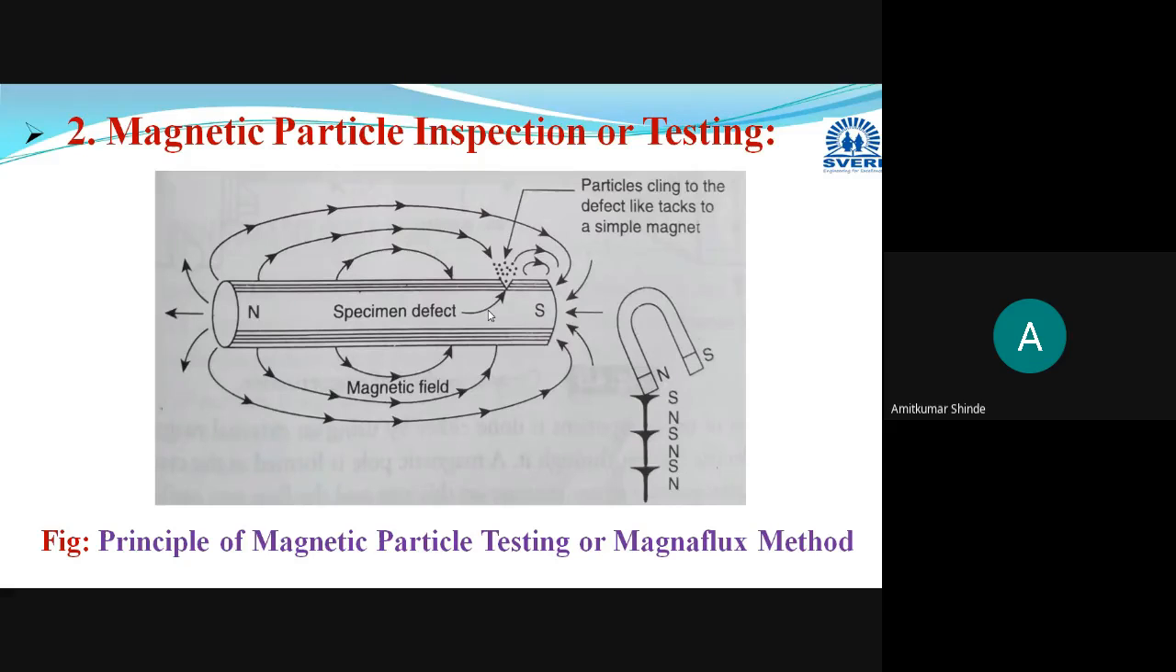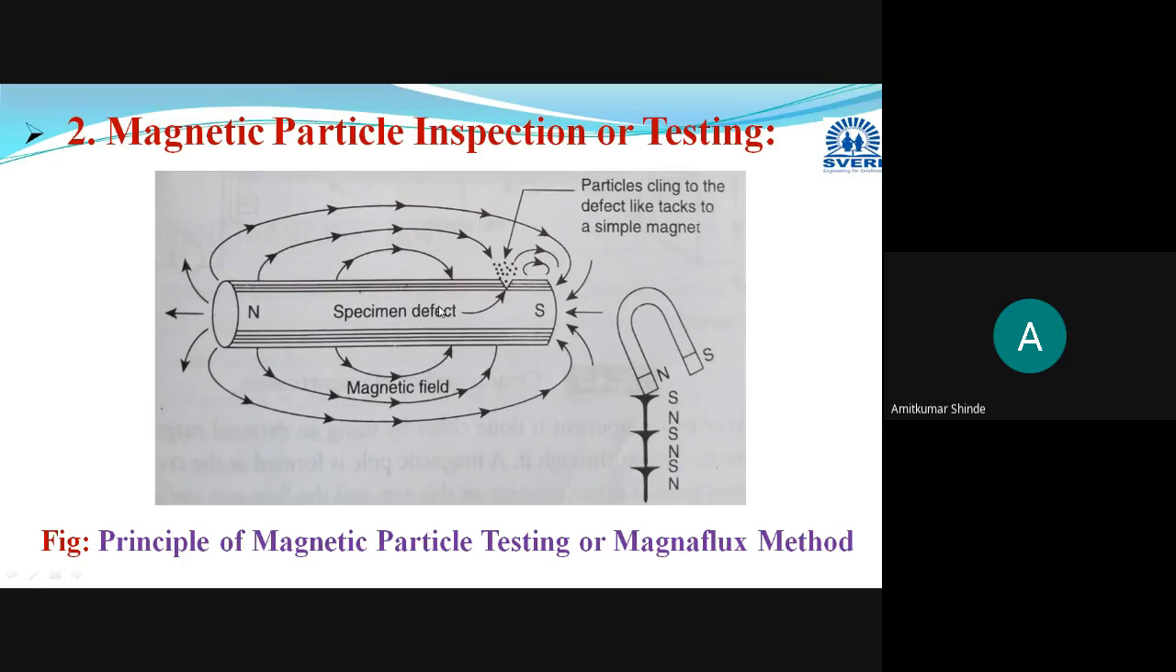Here I am just explaining the concept of what we are doing. In the first stage we are magnetizing the given specimen, and this magnetization is done by passing direct or alternating current through the specimen with the help of coils. Coils are wound around the specimen, and the current is passed. Due to this current, a magnetic field gets developed. That is the first stage, the magnetization of the specimen.